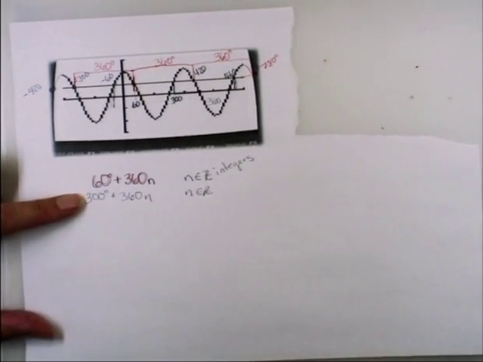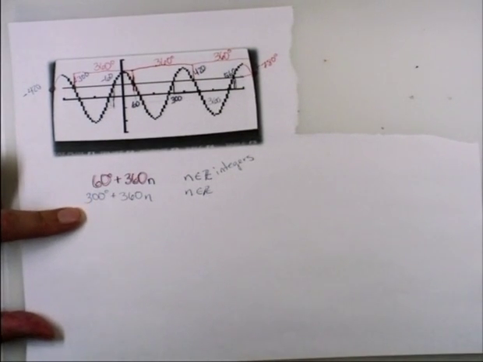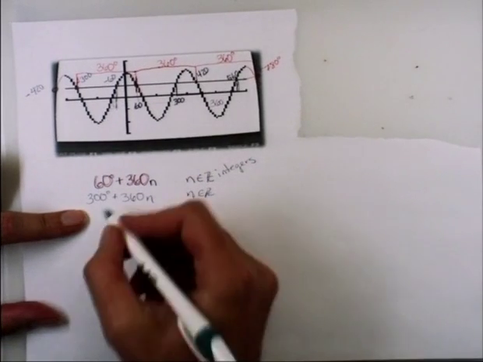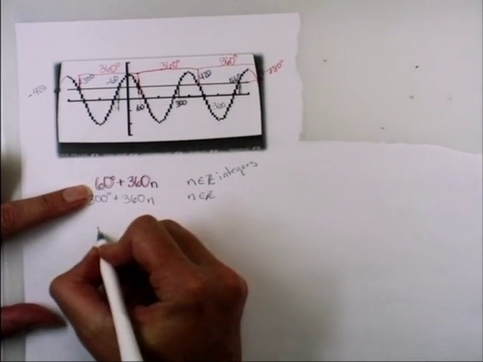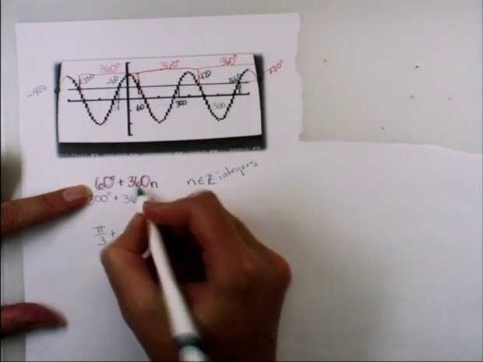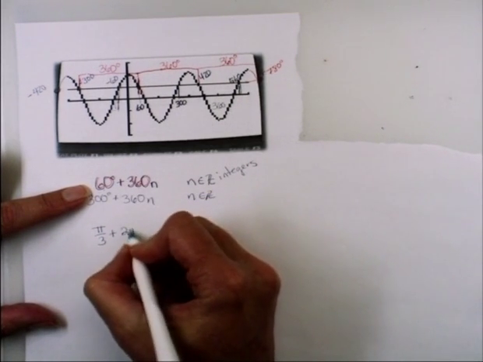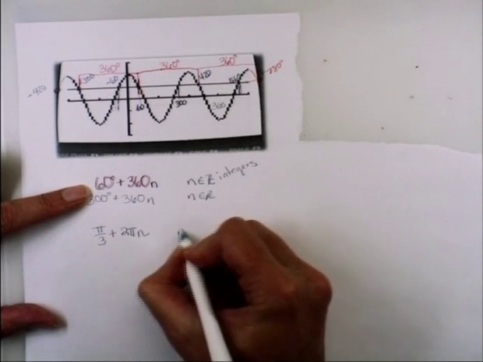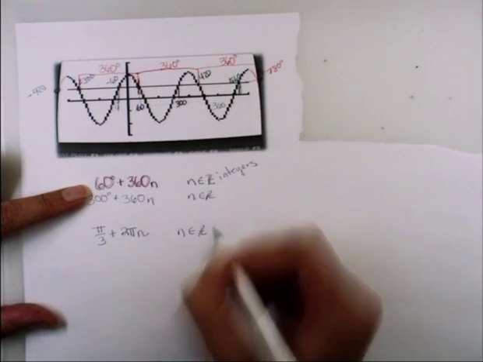Okay, now, they didn't want us to give our answer in degrees, so we're going to need to change all this into radians, which is easy enough to do. So 60, I'm going to put it as pi over 3. And instead of 360, I'm just going to put 2 pi n. N is an element of the integers.